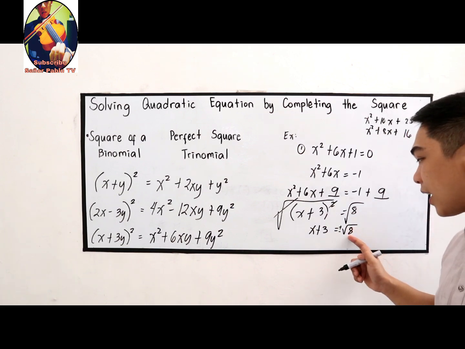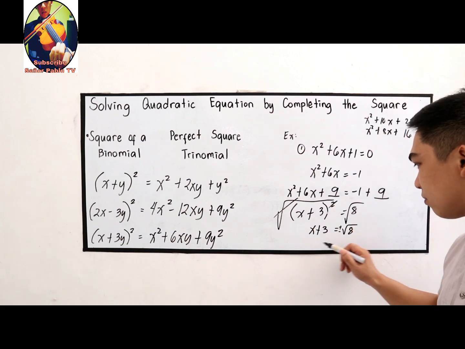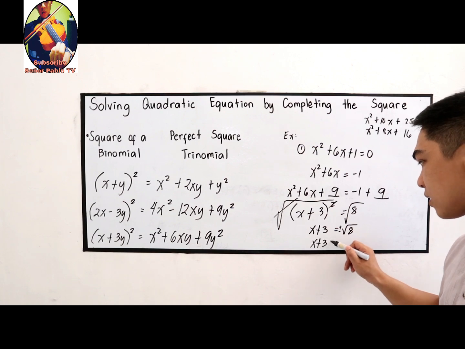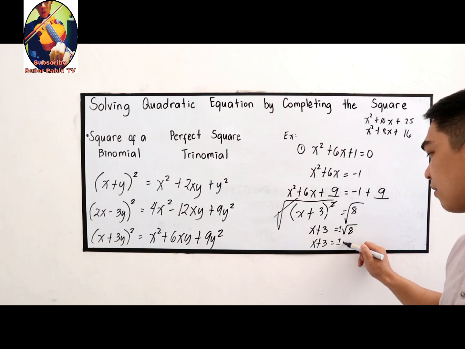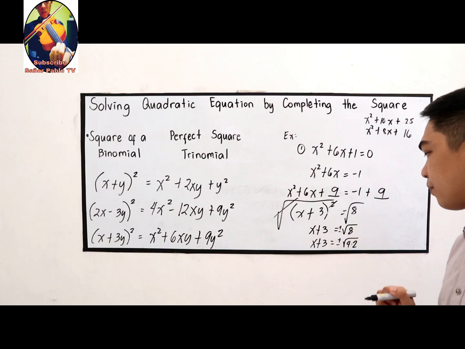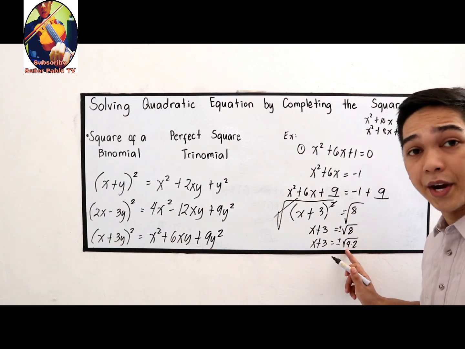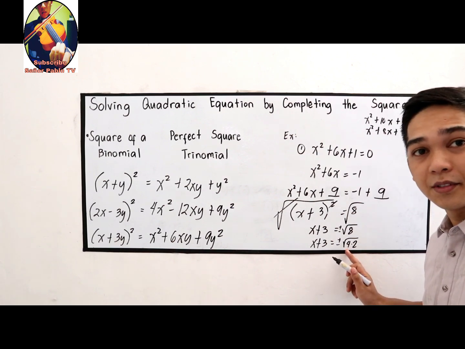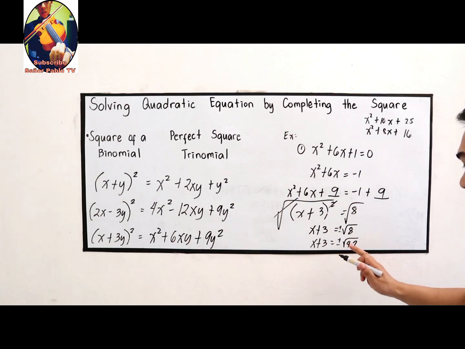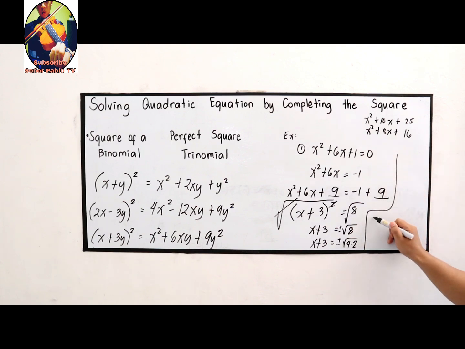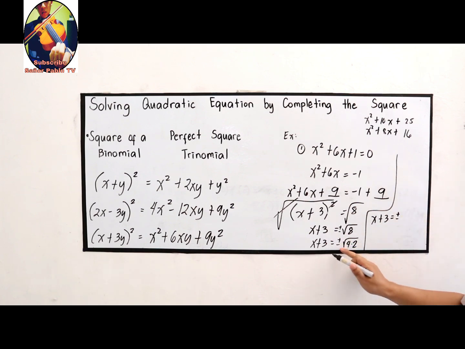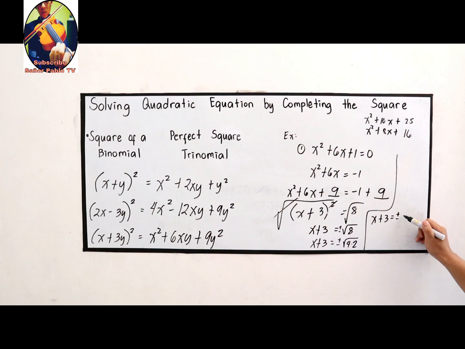Now, si square root of 8 can be factored into, so copy natin x plus 3 is equal to, si 8 ay pwede siyang i-simplify. Positive, negative square root of, that is 4 times 2. Kasi 4 is a perfect square number. Okay, simplify natin siya. So, dito tayo. x plus 3 is equal to positive, negative, square root of 4, that is 2 square root of 2.